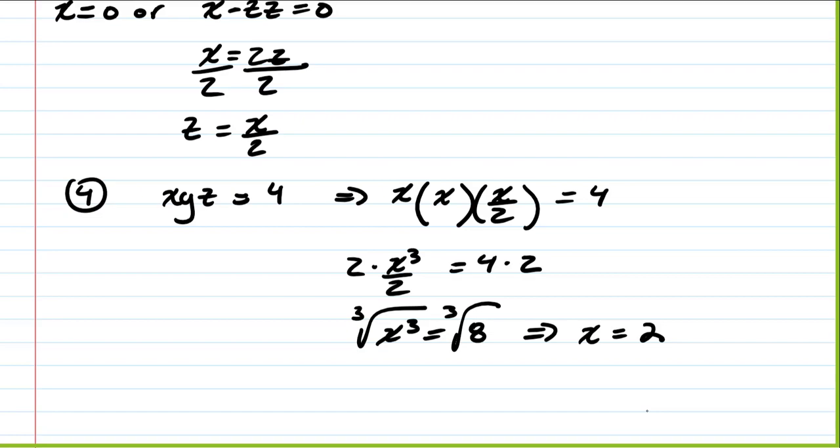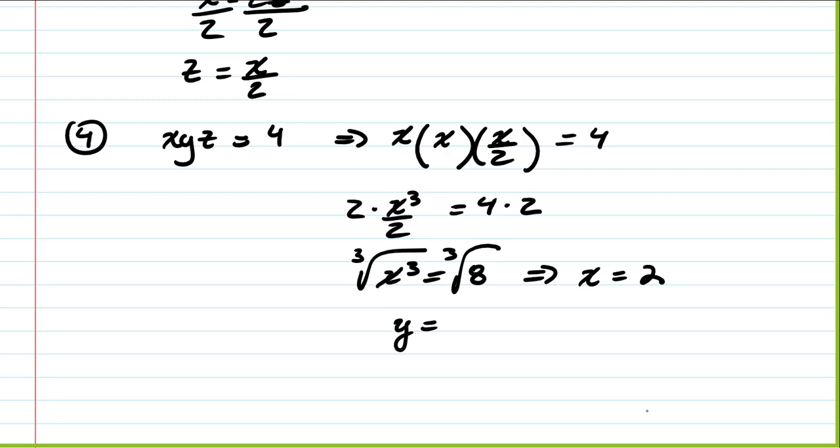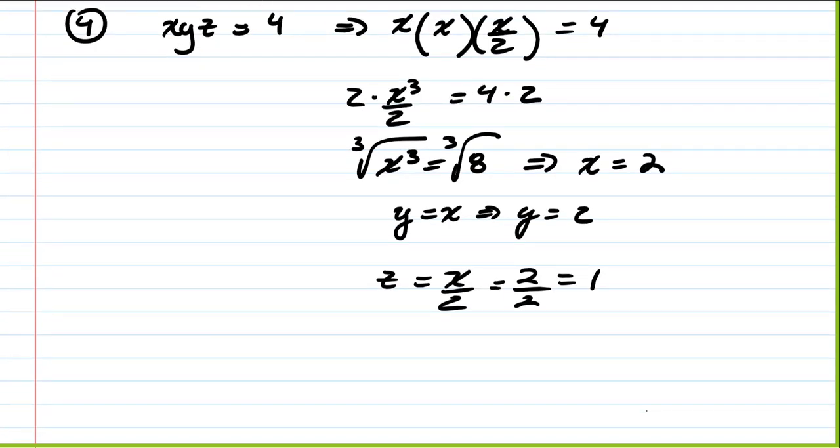So now if x is equal to 2, y equals x gives us that y equals 2, and z equals x divided by 2. So that's 2 over 2, which gives us 1. So our x, y, and z are 2, 2, and 1. The same values we got doing the other method.